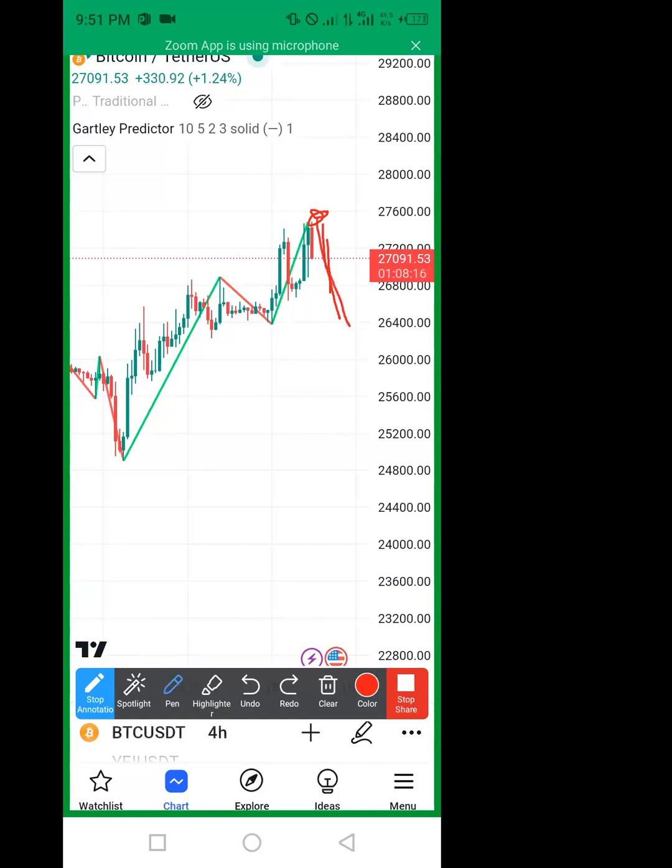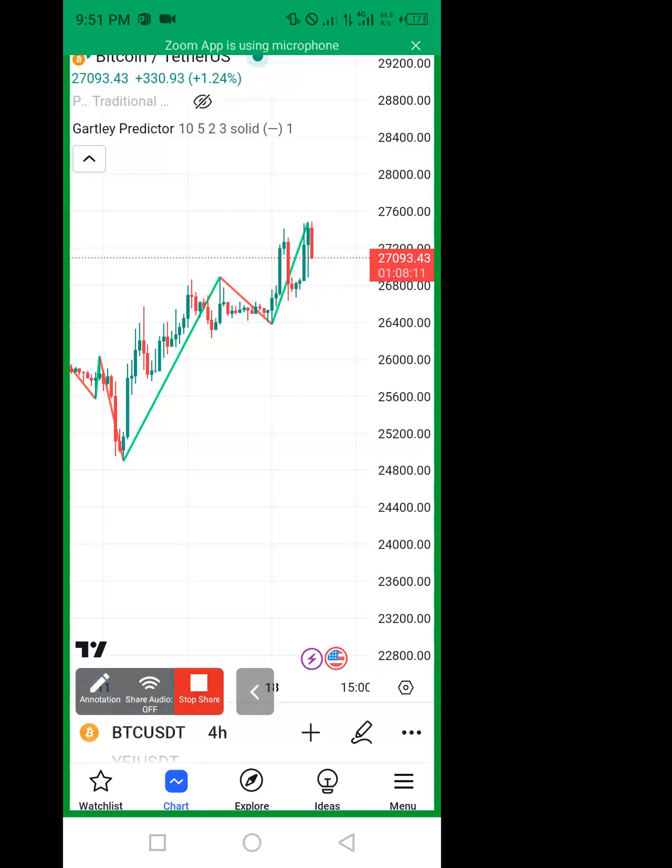Okay, it will draw a red one. Now, this one with the GARTLEY predictor is showing you that there is no more chance of going up for now. We have to first do a retracement. Maybe we come down, and that's when maybe we shall go up again. But for now, the upward movement has ended there. We have to first do a retracement, and maybe then we shall come back, like you see here.